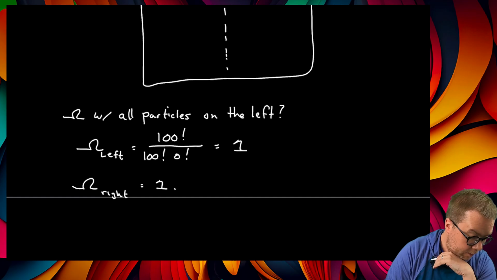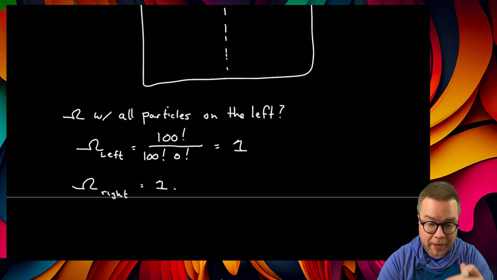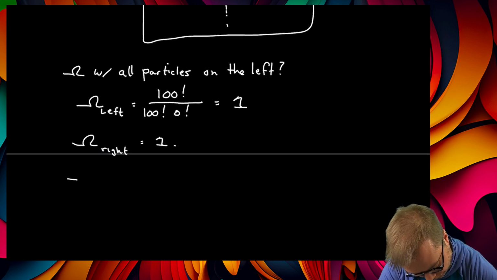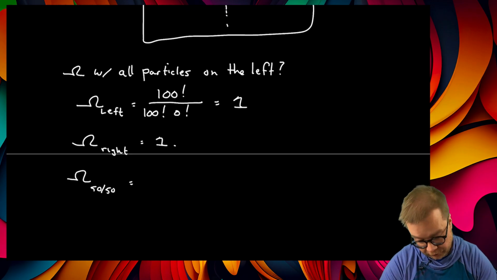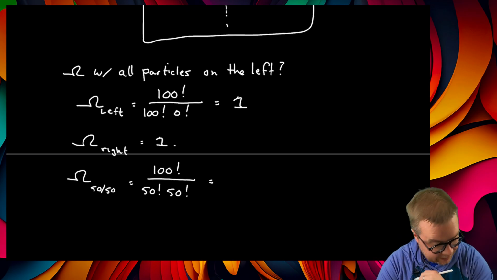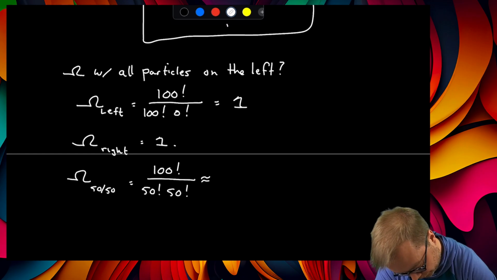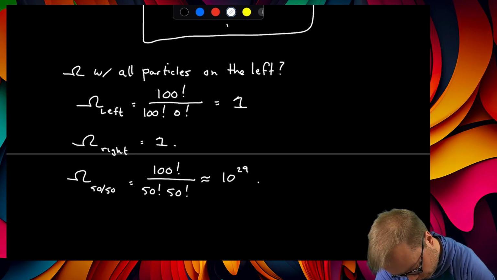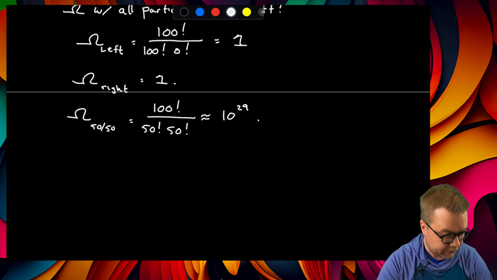What about if I had them distributed 50-50? I had 50 on the left and 50 on the right. How many ways are there to do that? So how many microstates are associated with the 50-50 distribution? Well, I've still got 100 particles, 50 on the left and 50 on the right. If I calculate this, it's going to be really big. This is about 10 to the 29. Whoa, that's huge.